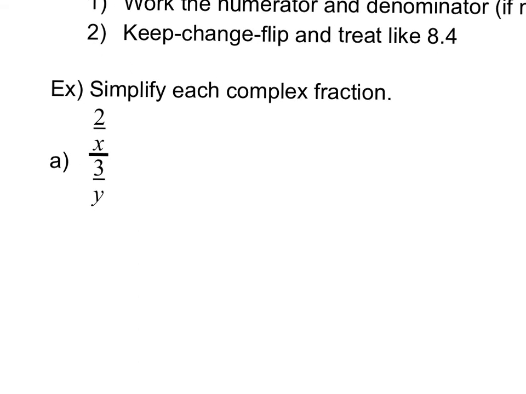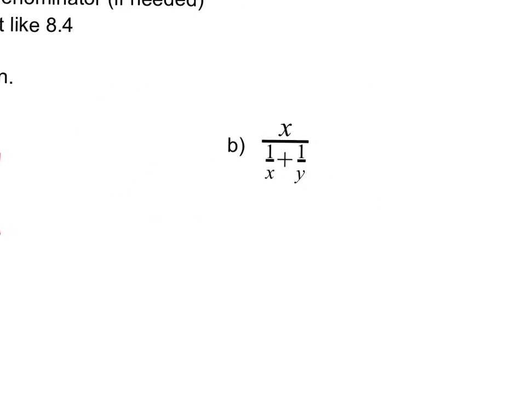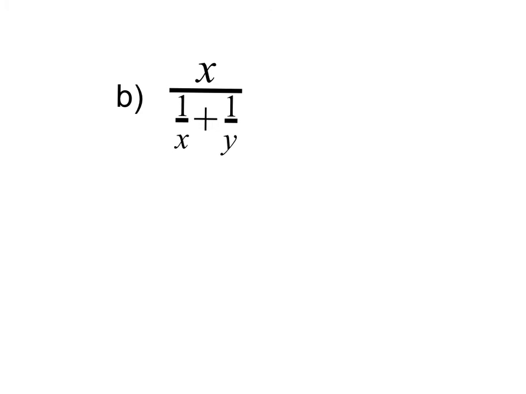Okay, so you could rewrite this as 2/x divided by 3y, right? That's essentially what that says. So we're going to keep, change, flip, and that gives you, multiply straight across, nothing cancels, so you have 2y over 3x. And guess what? You get a break from the restrictions. This lesson, they don't ask you to find the restrictions. Yay, you're welcome.